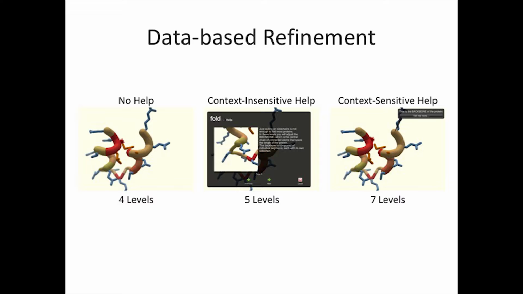And then what we found, though, was that with the context-sensitive help, they were able to get on average through 7 levels, which is almost twice as many as not giving them any help at all. Of the different help systems that we tried, that was the best one. So that's why that's the help system in the game right now. But it's interesting to see how the context-insensitive help actually didn't help all that much in terms of how far players got through the levels.